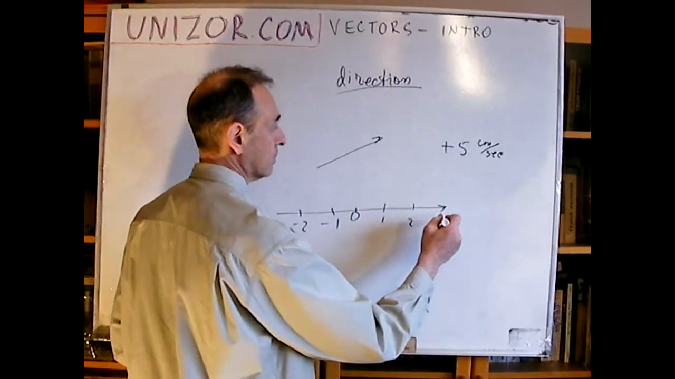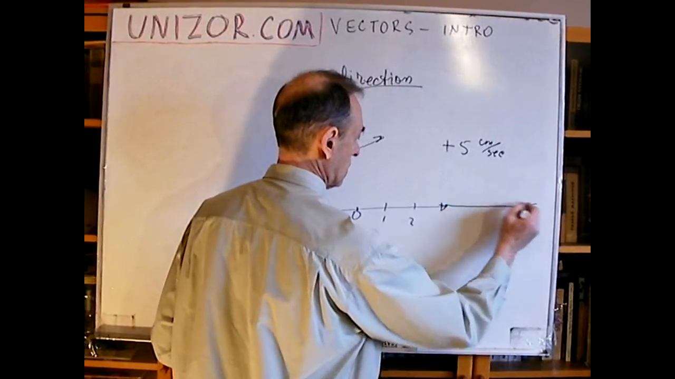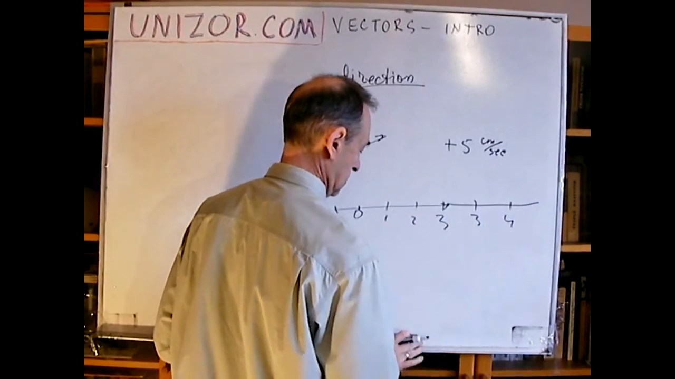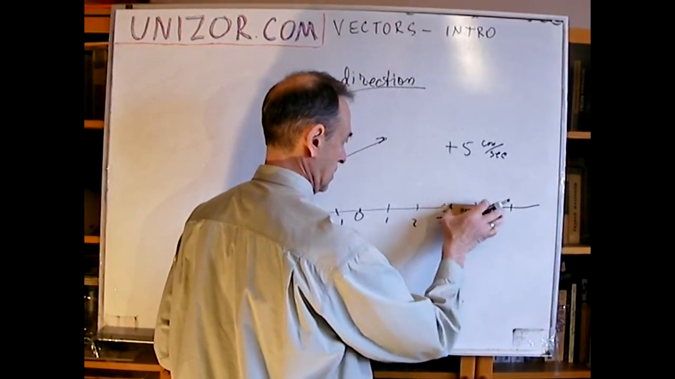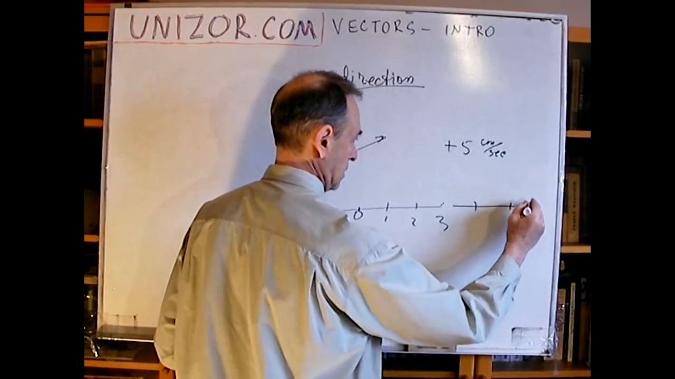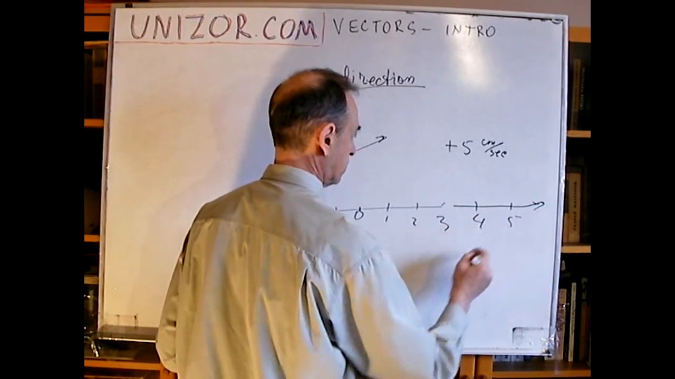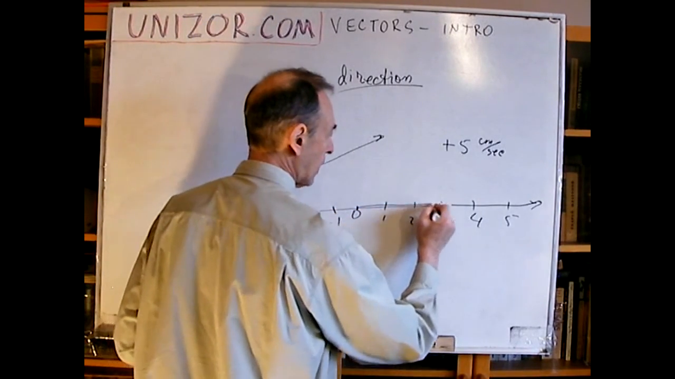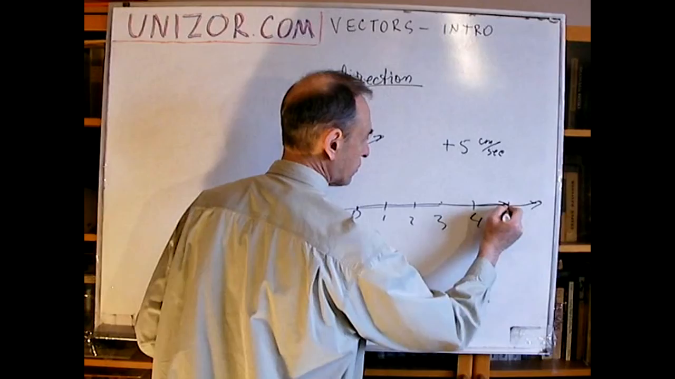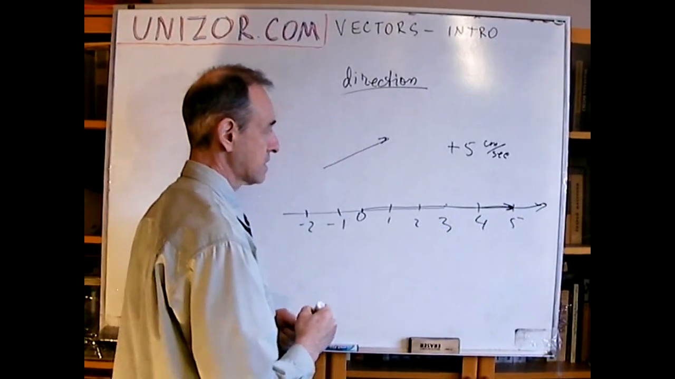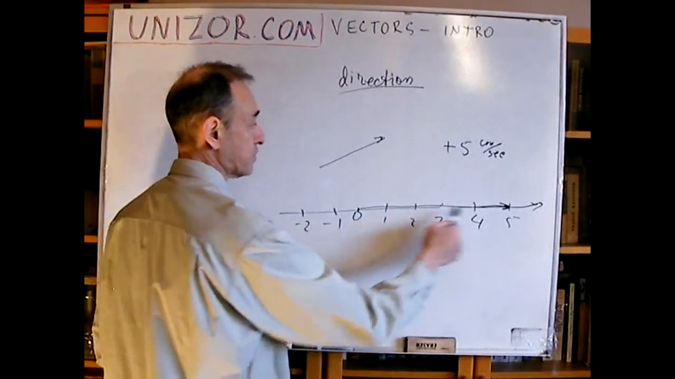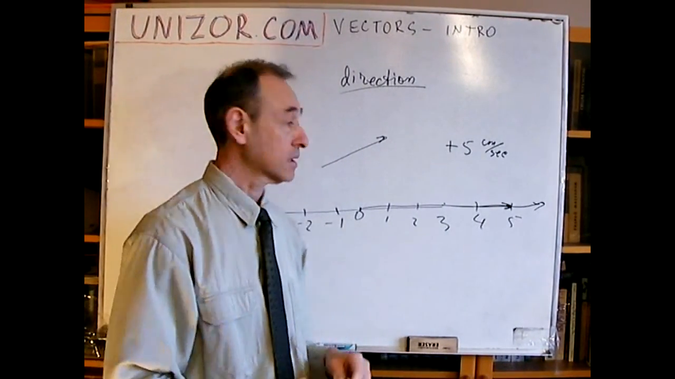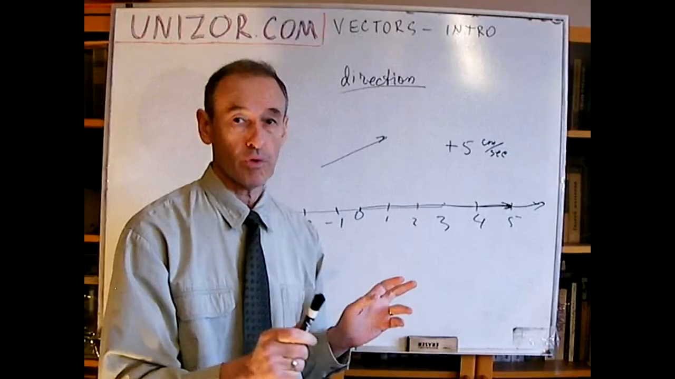You can have three, four, 5. What you can do is you can draw an arrow here which ends up at the point 5 and say, okay, this particular arrow represents my vector. It has nothing to do with the position of the point.